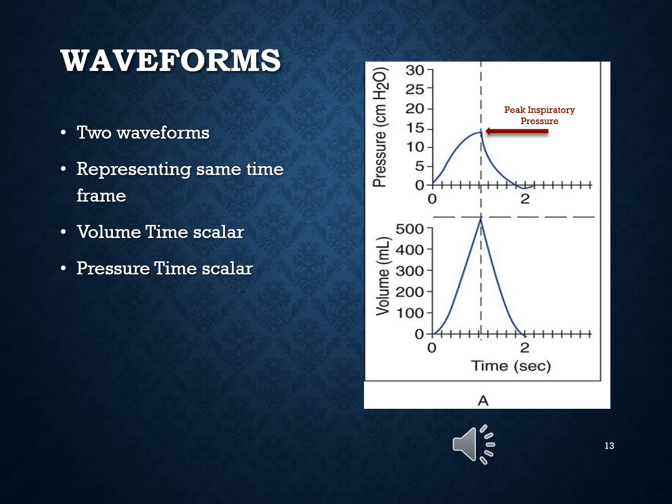When interpreting waveforms, you're typically going to have at least two waveforms. These do represent the same time frame. So for example, we have a volume and pressure time scalar here on the right that represents the same breath. The respiratory cycle was 2 seconds long and we delivered a little over 500 milliliters of volume. And the peak inspiratory pressure to deliver that breath was about a little bit less than 15 centimeters of water pressure. So again, typically you're going to have two waveforms that represent the same time frame.